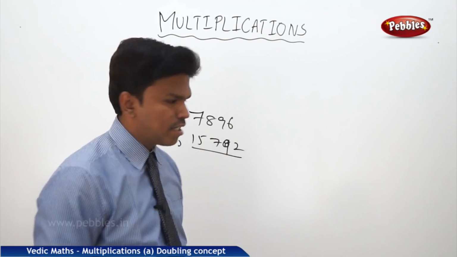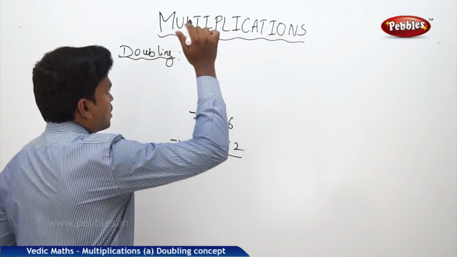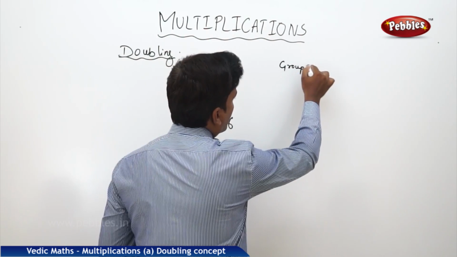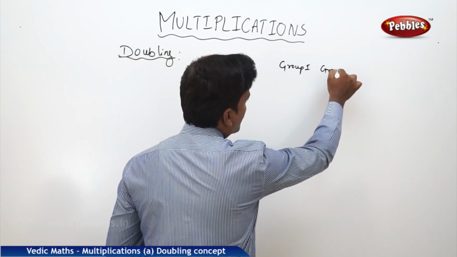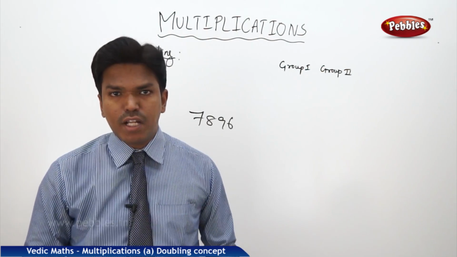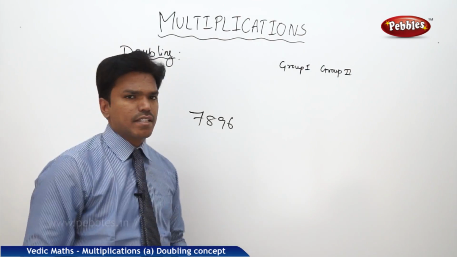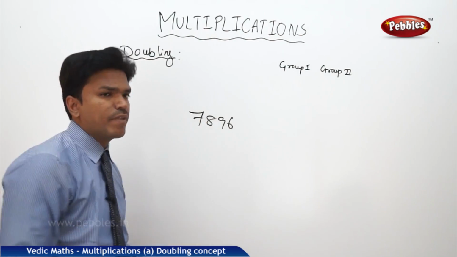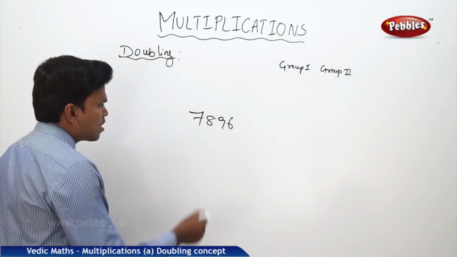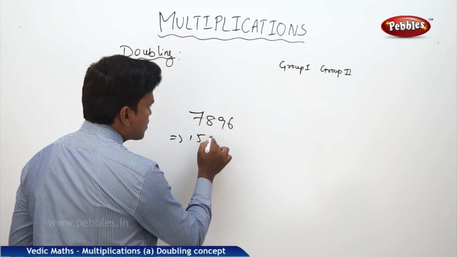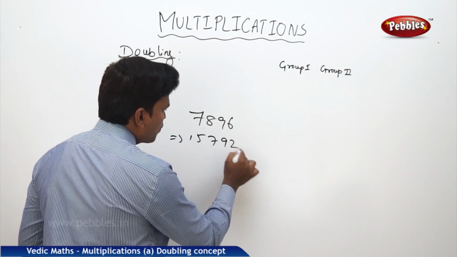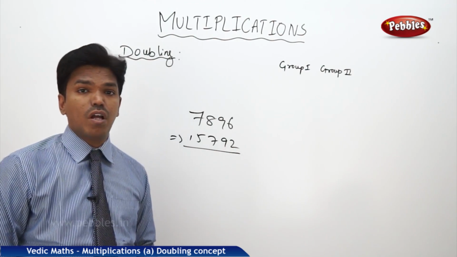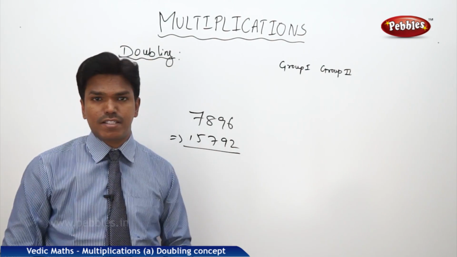How? We will see. Generally there are two groups of numbers, group 1 and group 2. Suppose I ask you the double of 7, 8, 9, 6, you cannot say immediately, but with our doubling concept we can tell the answer very fast. The double of this number is 1, 5, 7, 9, 2. Just like that I am going to write the answer. But how can I write this answer this fast?